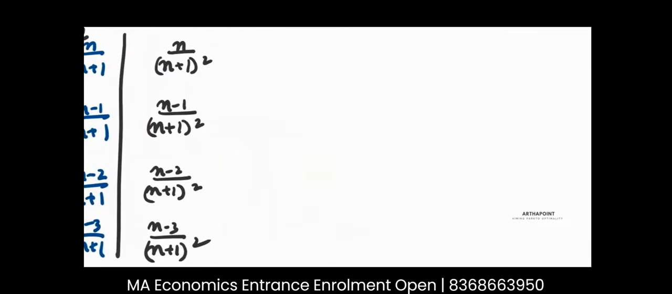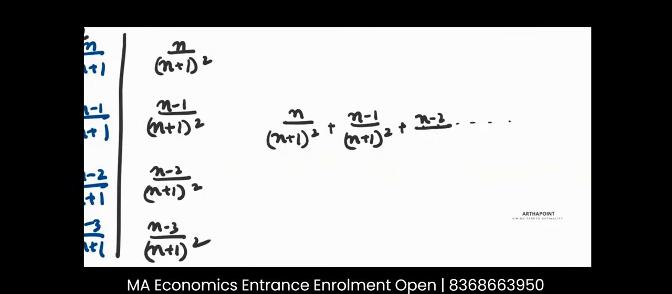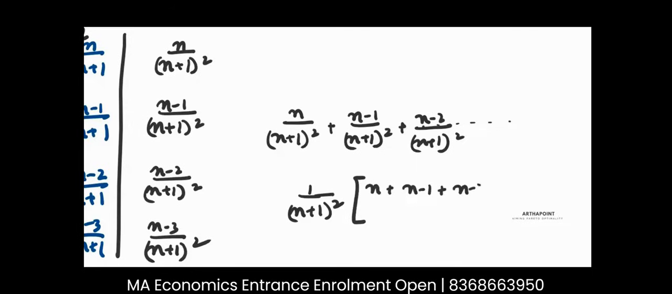So let's find the sum of all the areas. n upon n plus 1 whole square plus n minus 1 upon n plus 1 whole square, and so on. So, n minus 2 upon n plus 1 whole square. I can take 1 upon 1 plus n whole square common, and what will I get? I will get n plus n minus 1 plus n minus 2, and so on.